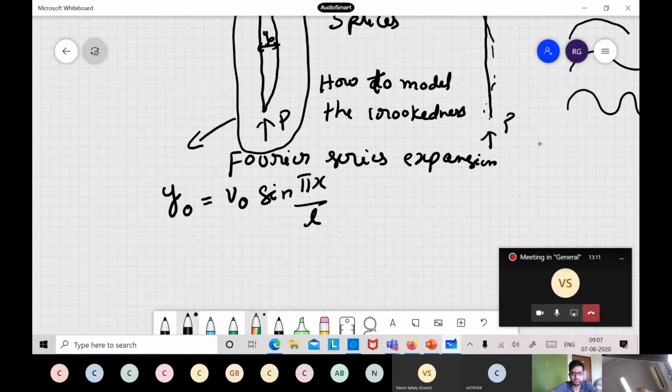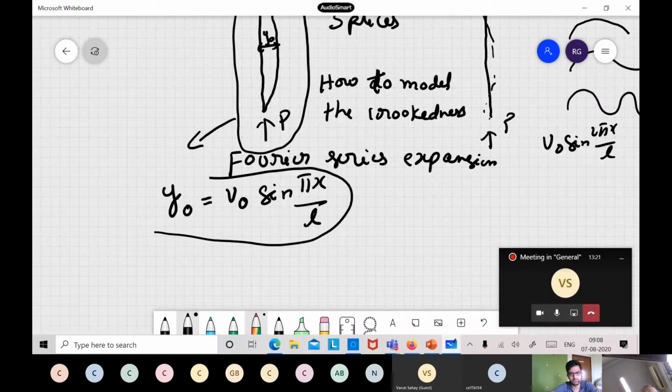Now if you have a crookedness like this, you can also write it as sine 2 pi x by l, sine 3 pi x by l, and you can solve for all these combinations. Now let us see how to solve this case, then we will see the other cases.